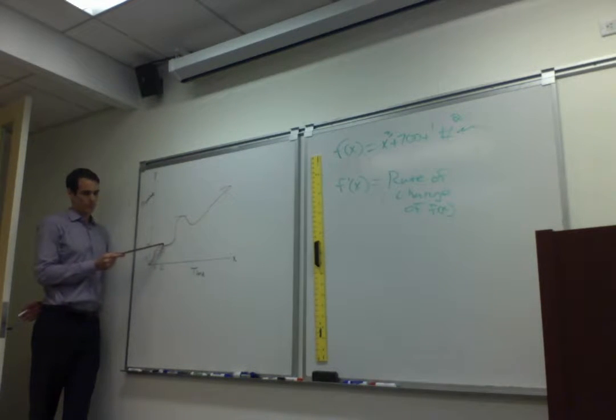This point right here, what is it? Is it -1? Is it 0? Is it 1? Is it 50? I'll give you those 4. Choose between those 4: -1, 0, 1, or 50. 0.